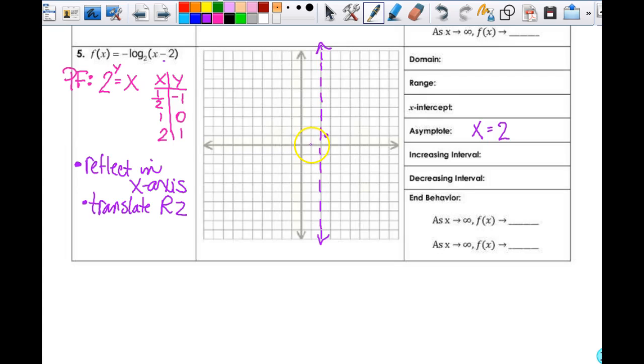Then I'm at 1, 0. I reflect in the x-axis, which means I don't go anywhere. And then I move to the right 2. When x is 2, y is 1. I reflect in the x-axis, move to the right 2. There are my 3 points. It does include my x-intercept, so I'm good. And I can sketch that in.